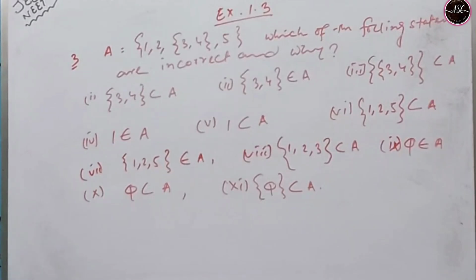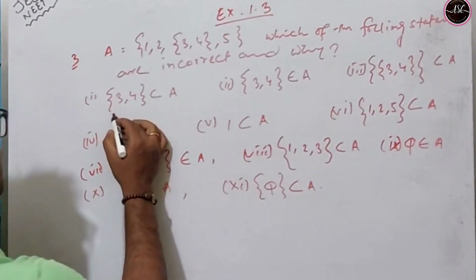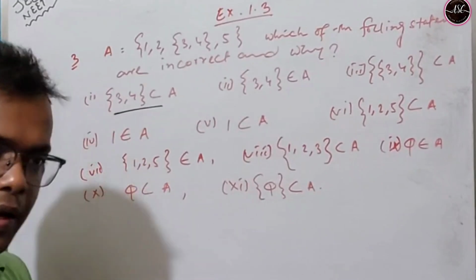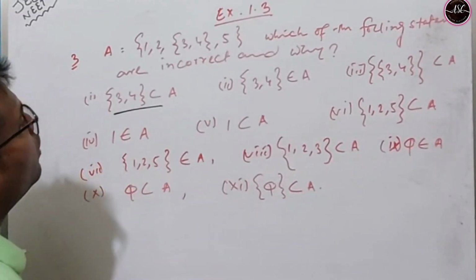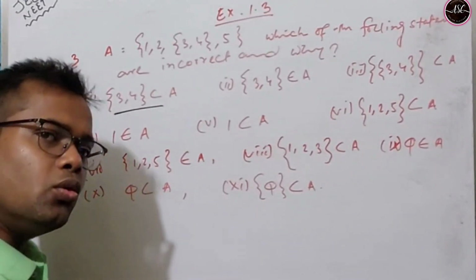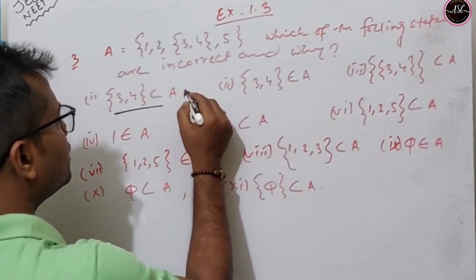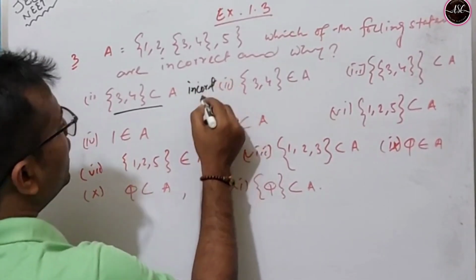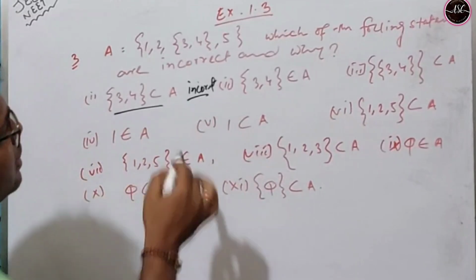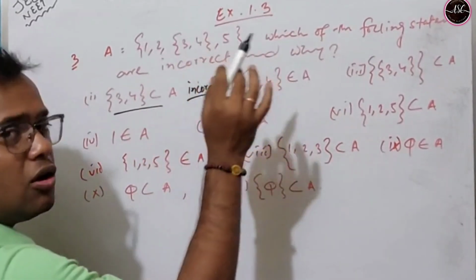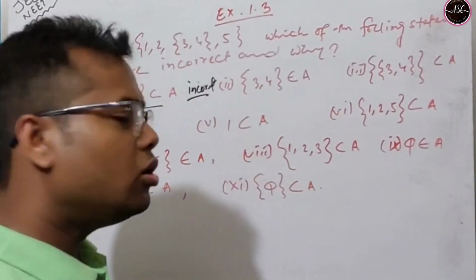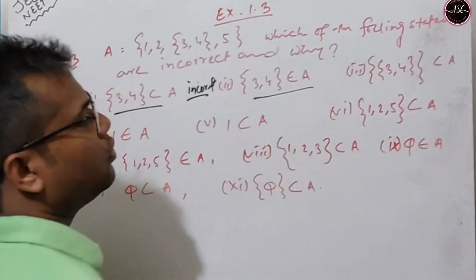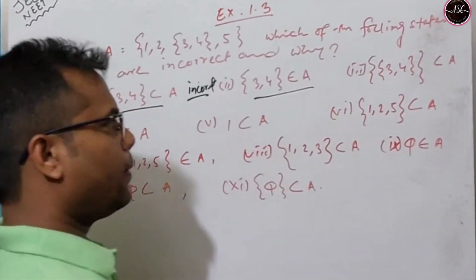Now look at this. Within brackets, {3,4} subset of A. But it is not true, so it is incorrect. Why? As there is no 3 or 4 element. So it is incorrect. Then {3,4} belongs to A. It is right.